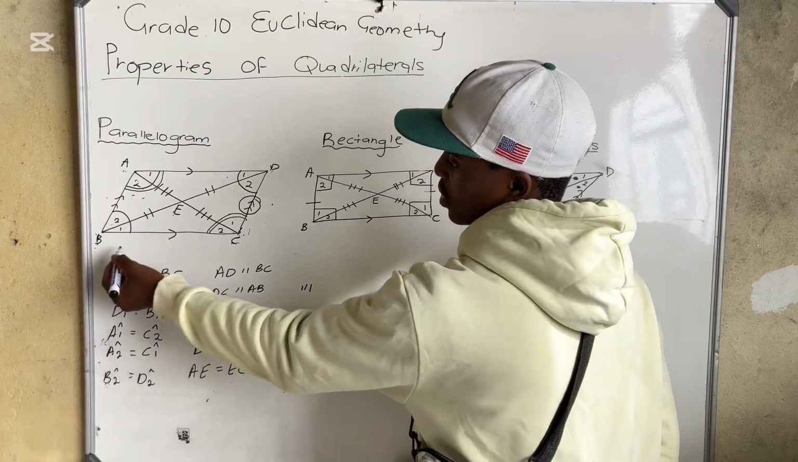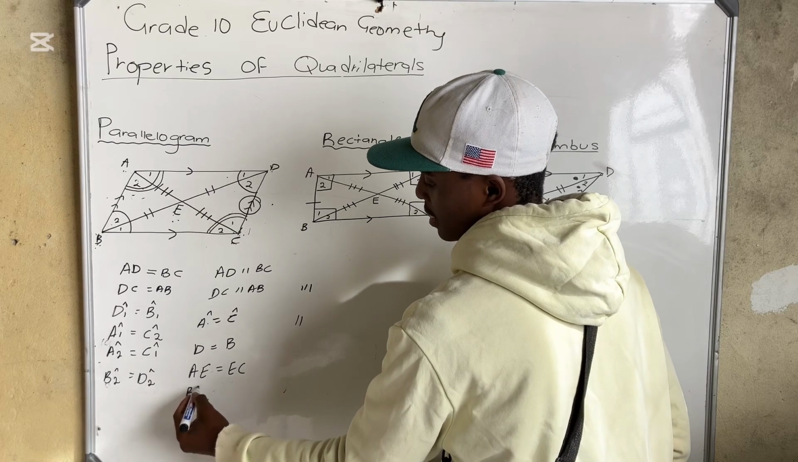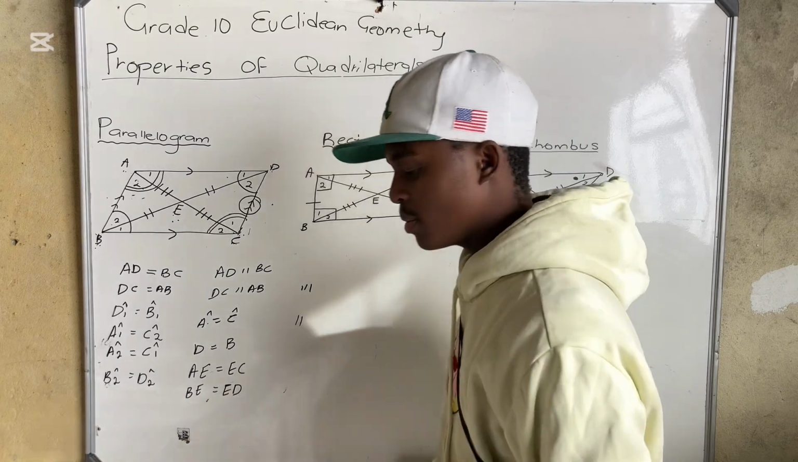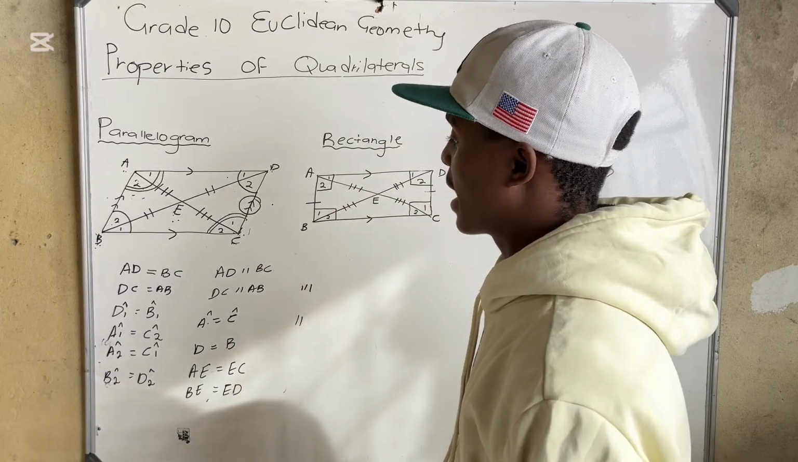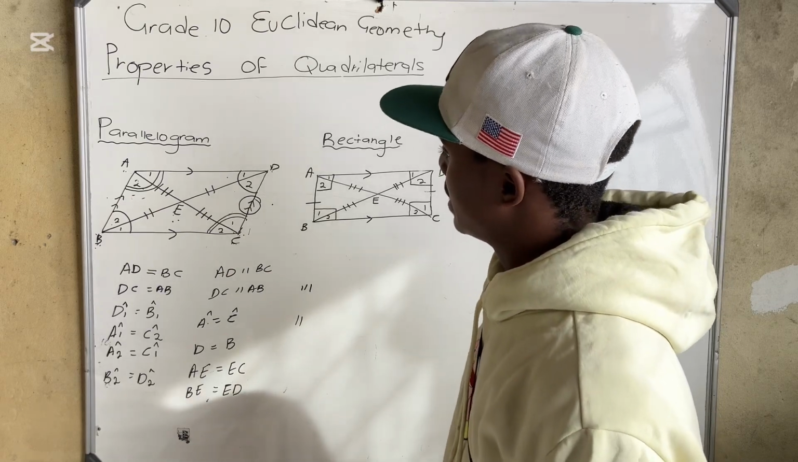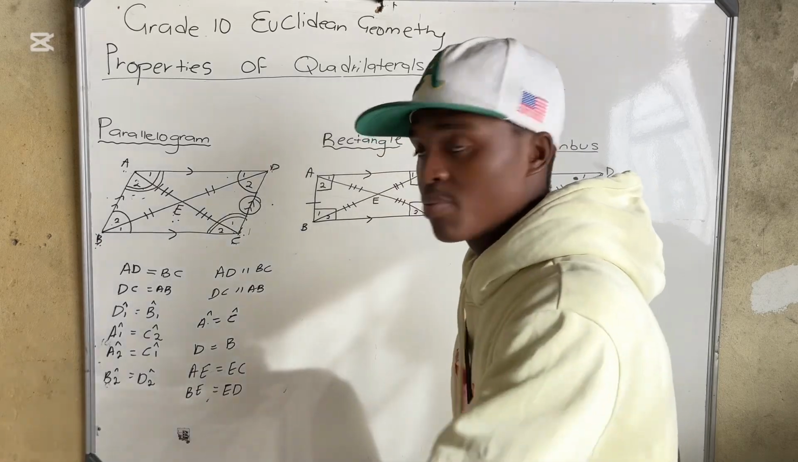Two lines, okay, so it's BE and ED. So meaning BE is equal to ED. And then we are done identifying everything in the diagram. I don't know if I have left anything. No, I didn't leave anything.